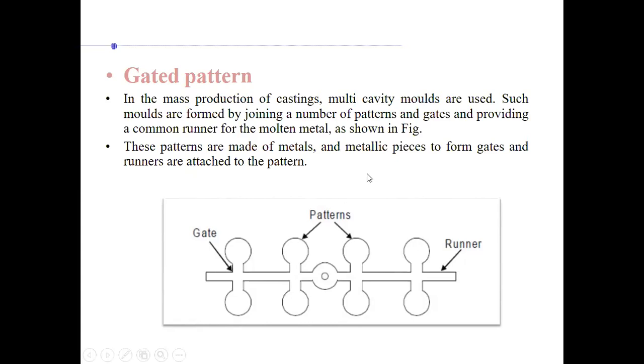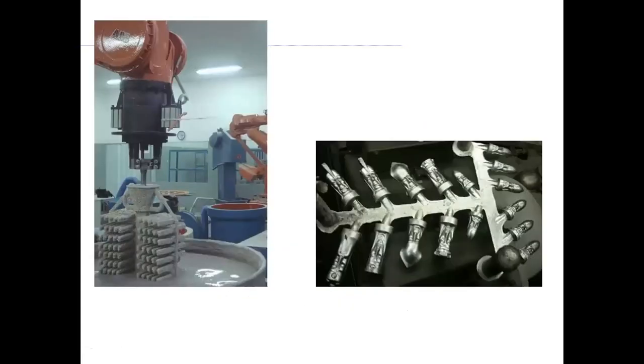So these patterns are made of metals, and metallic pieces to form gates and runners are attached to the pattern. I'll show you an example. You see here, a very good example of a gated pattern, right? You have a lot of gates, a common runner, and you have all these castings. It looks more like a bunch of bananas. So if you can remember that example, you can write it if it comes in the exam. It's an easy type to remember.